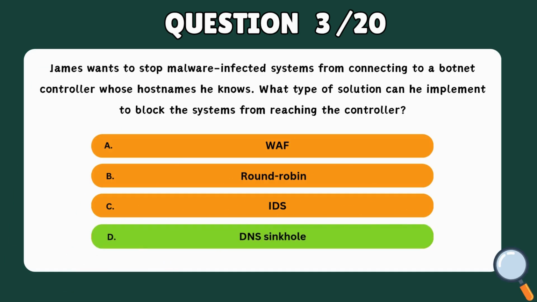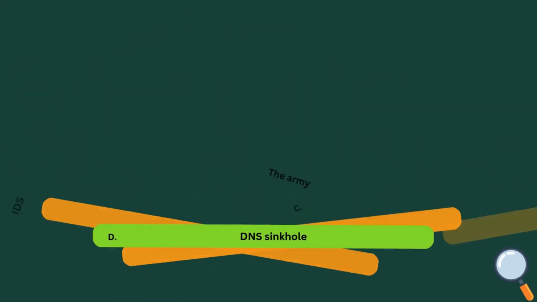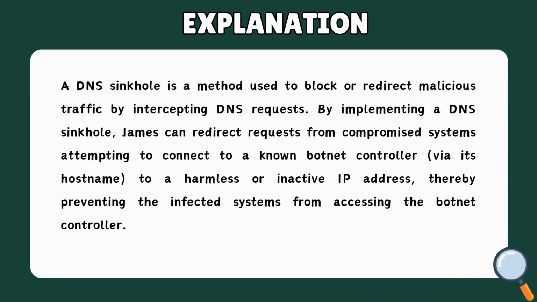Correct answer: D. DNS sinkhole. A DNS sinkhole is a method used to block or redirect malicious traffic by intercepting DNS requests. By implementing a DNS sinkhole, James can redirect requests from compromised systems attempting to connect to a known botnet controller via its host name to a harmless or inactive IP address, thereby preventing the infected systems from accessing the botnet controller.